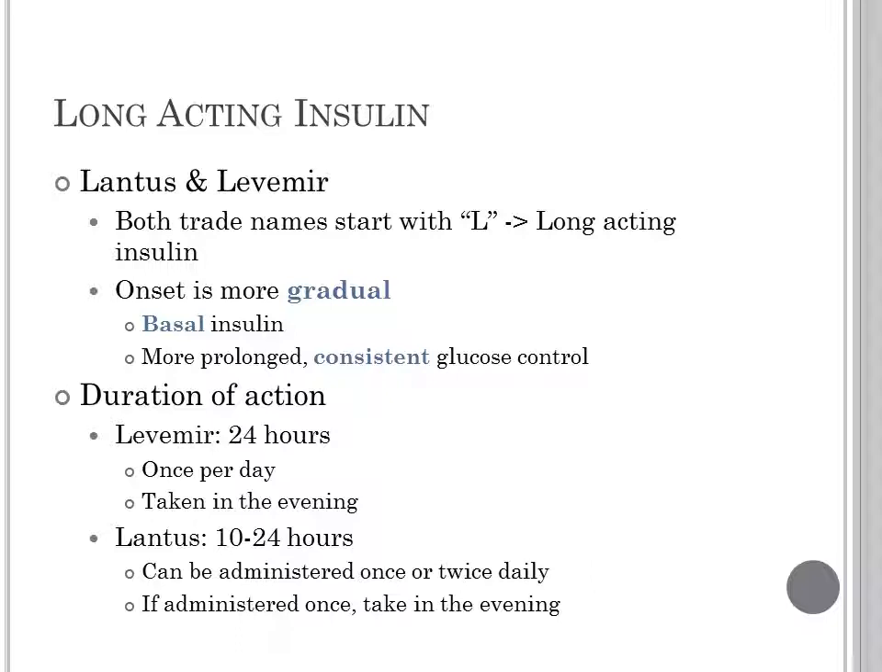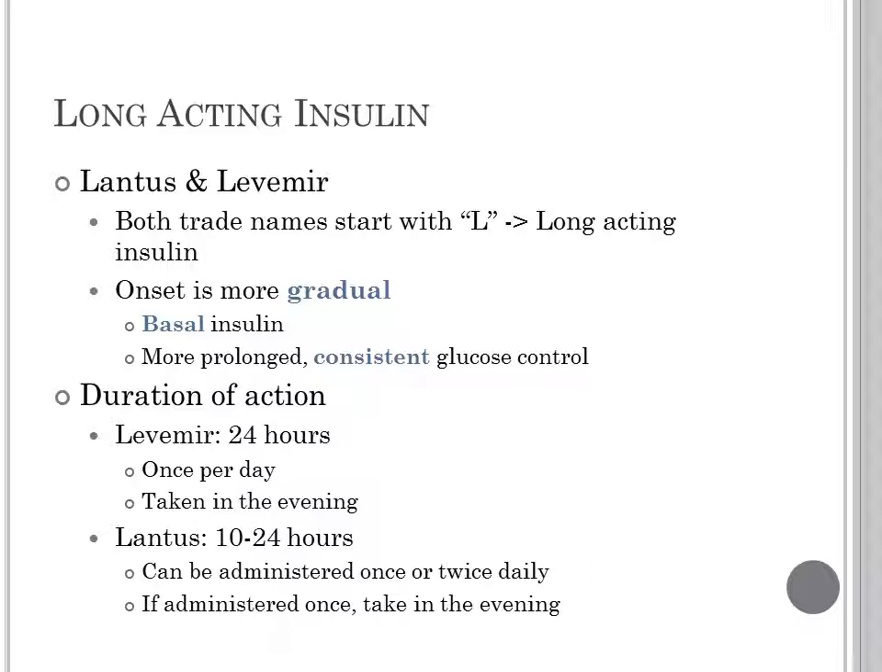Now, Lantus, on the other hand, has a shorter duration of action. It's 10 to 24 hours, depending on the patient. Because it's a little bit shorter, sometimes it'll be administered twice daily. A rule of thumb is the more progressed the diabetes is, the more insulin they're on, and the higher likelihood that they'll be taking their Lantus once in the morning and once at night.